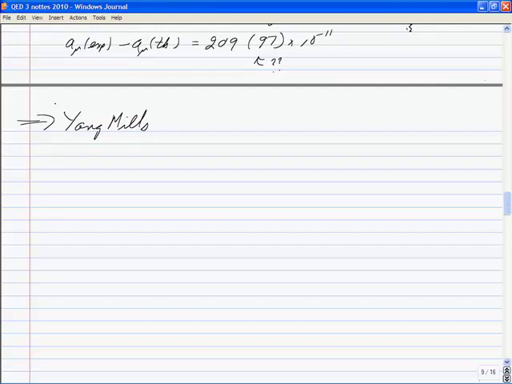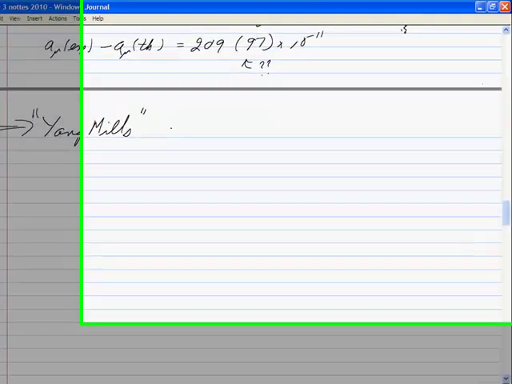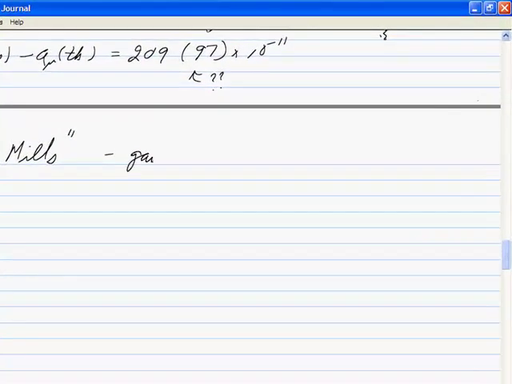Okay, and the phrase Yang-Mills refers to a gauge theory where the gauge symmetry is SU(N), N being 2, 3, 4, etc. Okay, so all these get called Yang-Mills.